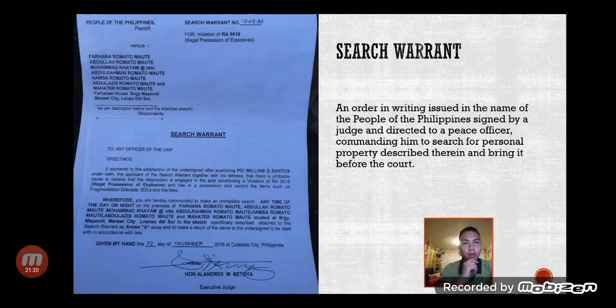So ang search warrant is also a very important legal form or document in law enforcement in order to prove the guilt of the accused, and also to provide evidences that are very essential to court proceedings in proving the guilt.